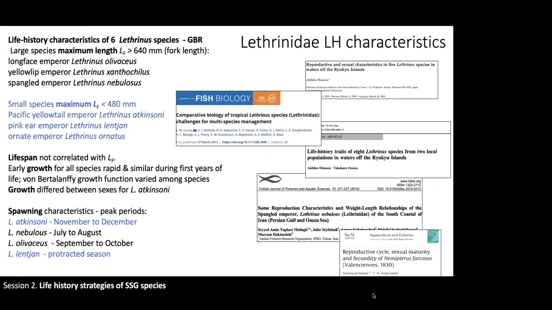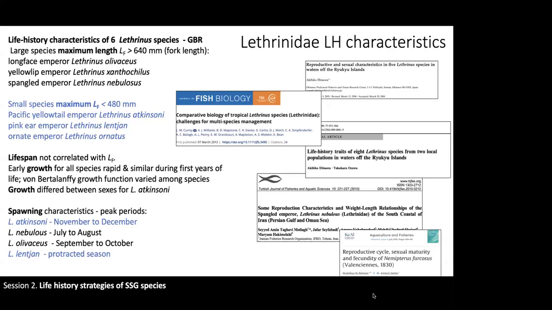Moving on now to some specific examples to explain this diversity in life history strategies a bit better. There's a huge amount of literature on this, so I've just picked out a couple of examples. And this slide on emperors, the Lethrinidae, comes from a study on Australia's Great Barrier Reef led by Curry in 2013. And they looked at various life history characteristics of 6 species of Lethrinus, and they found they group into large and smaller species based on maximum fork length.